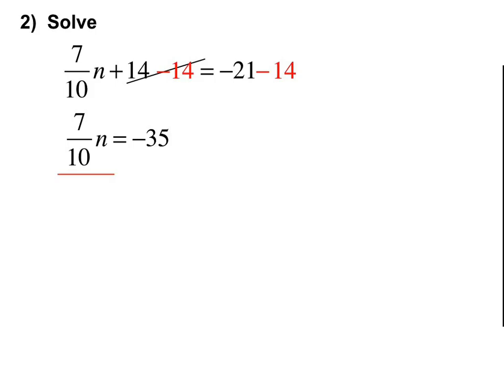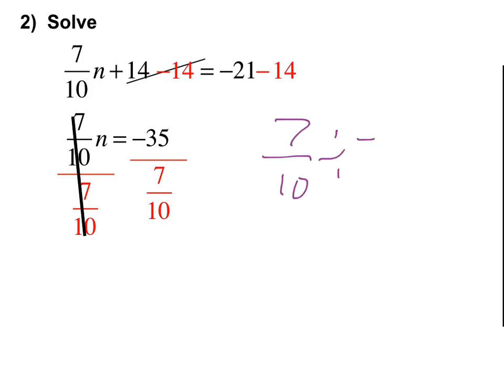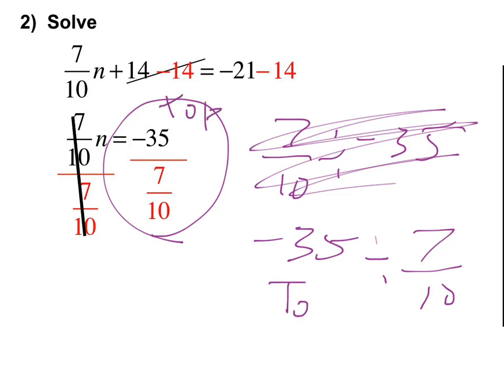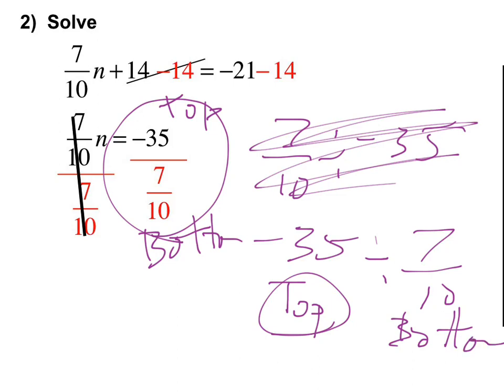From there, we want to divide both sides by 7/10. We made 1 on the left-hand side. That's good. So now we have n equals, and remember, do not write this like this, because that's not what this means. This means the negative 35 divided by 7/10, because just like when we converted from fractions to decimals, it's top number divided by bottom number. This is the bottom number. Make sure that you write it correctly.